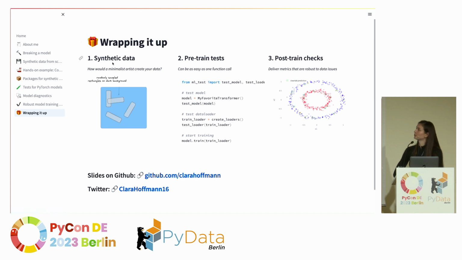So the first component was synthetic data creation. And what I really want you to take from here is that your synthetic data does not have to look like your real data. It can be super, super simple. You really just want to use it for debugging and not for generalization.